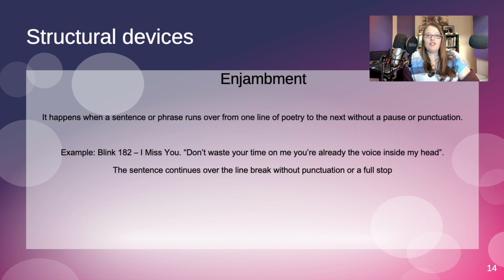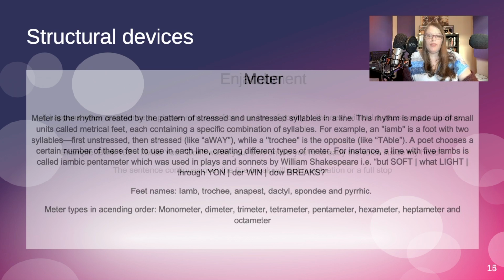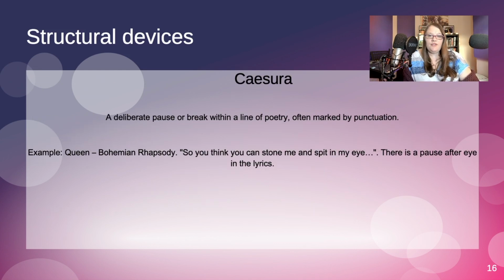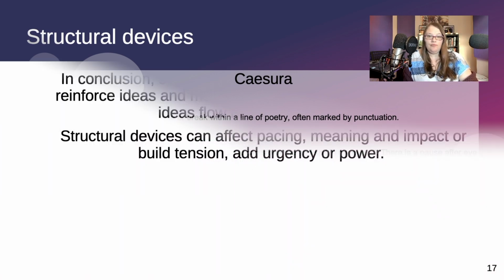Enjambment, that's when a sentence runs past the end of a line. For example, in Blink-182's I Miss You, the line goes, "Don't waste your time on me, you're already the voice inside my head." The sentence continues over the line break without punctuation or a full stop. Meter is a rhythmic structure based on stressed and unstressed syllables. An iamb sounds like "a way." 5 in a row, that's iambic pentameter, the rhythm of Shakespeare. A caesura is a dramatic pause in the middle of a line. For instance, in Queen's Bohemian Rhapsody, "So you think you can stone me and spit in my eye," the pause adds drama and emphasis.